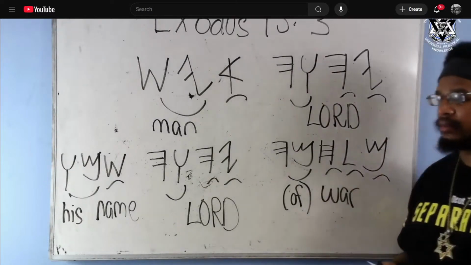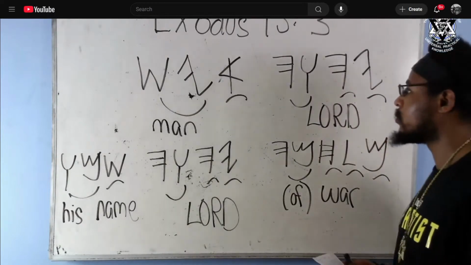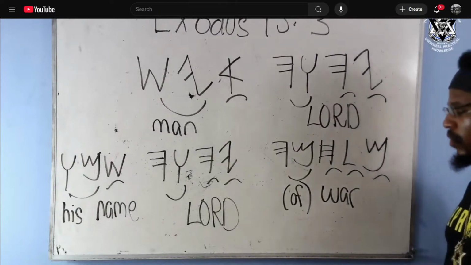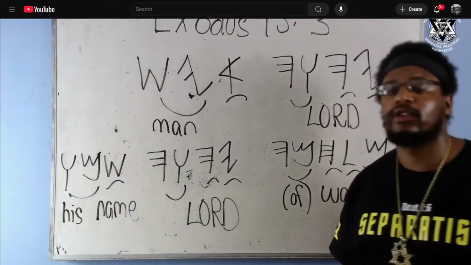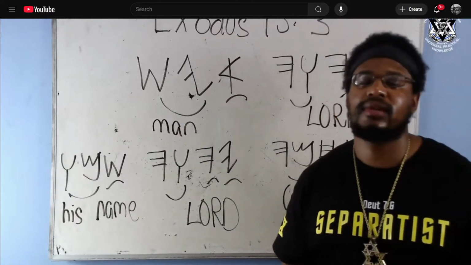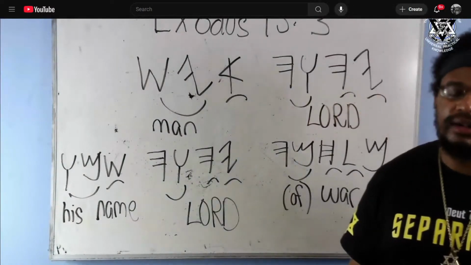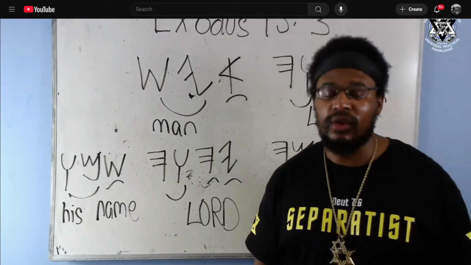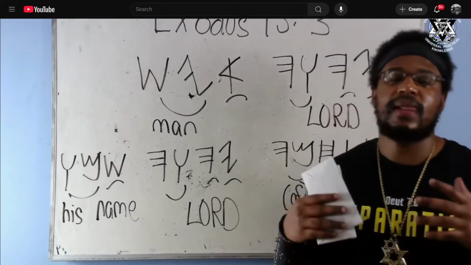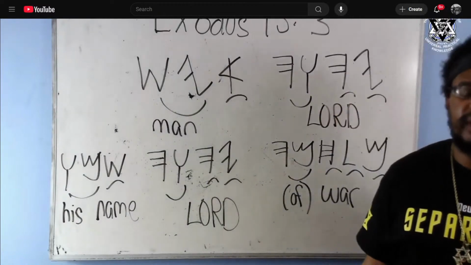Read it, Father God. This is the book of Exodus chapter 15, verse 3. The Lord is a man of war. The Lord is his name. The Lord is no chump. No punk. The Lord is a man of war. And we as his children, as God's chosen people, we got to be men of war.